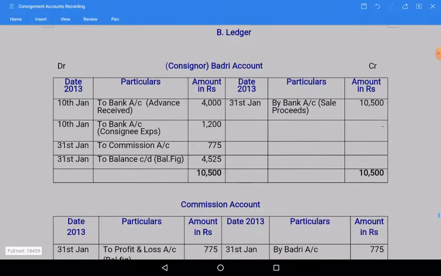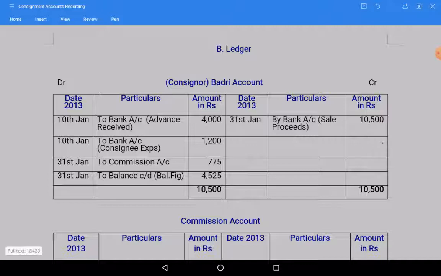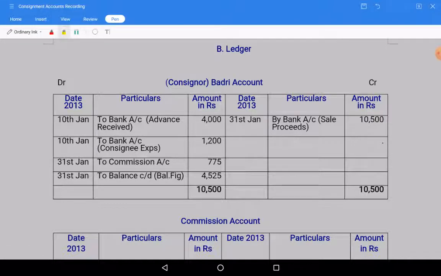Ledger in the books of consignee, that is Anil. General entries are over. Consignor Badri account, debit and credit. Date, particulars, amount in rupees. On 10th January he has received advance. Sorry, consignee has paid advance and it was received by consignor. So bank, advance received by consignor 4,000.